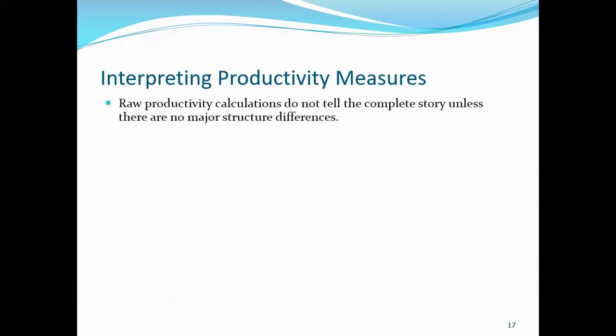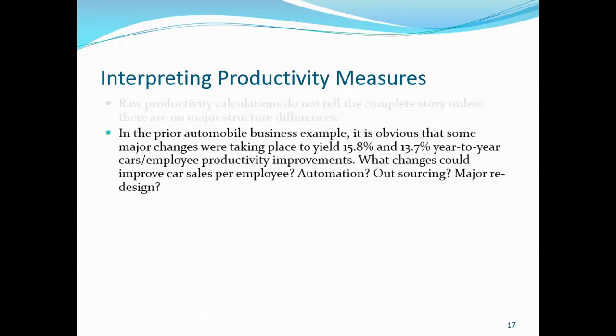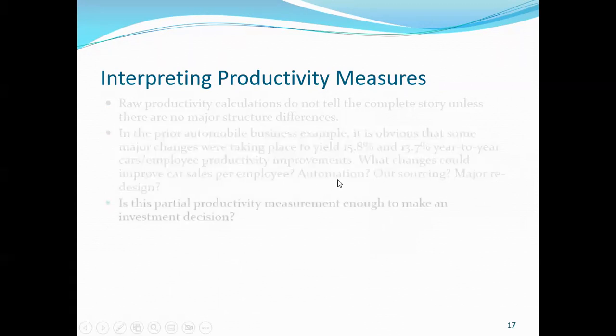The raw productivity calculations do not tell the complete story unless there are no major structural differences. In the previous example, we have 15.8 and then 13.7 improvement. What changes would improve car sales per employee? Automation, sourcing, major redesign. Maybe in this case, automation, right?